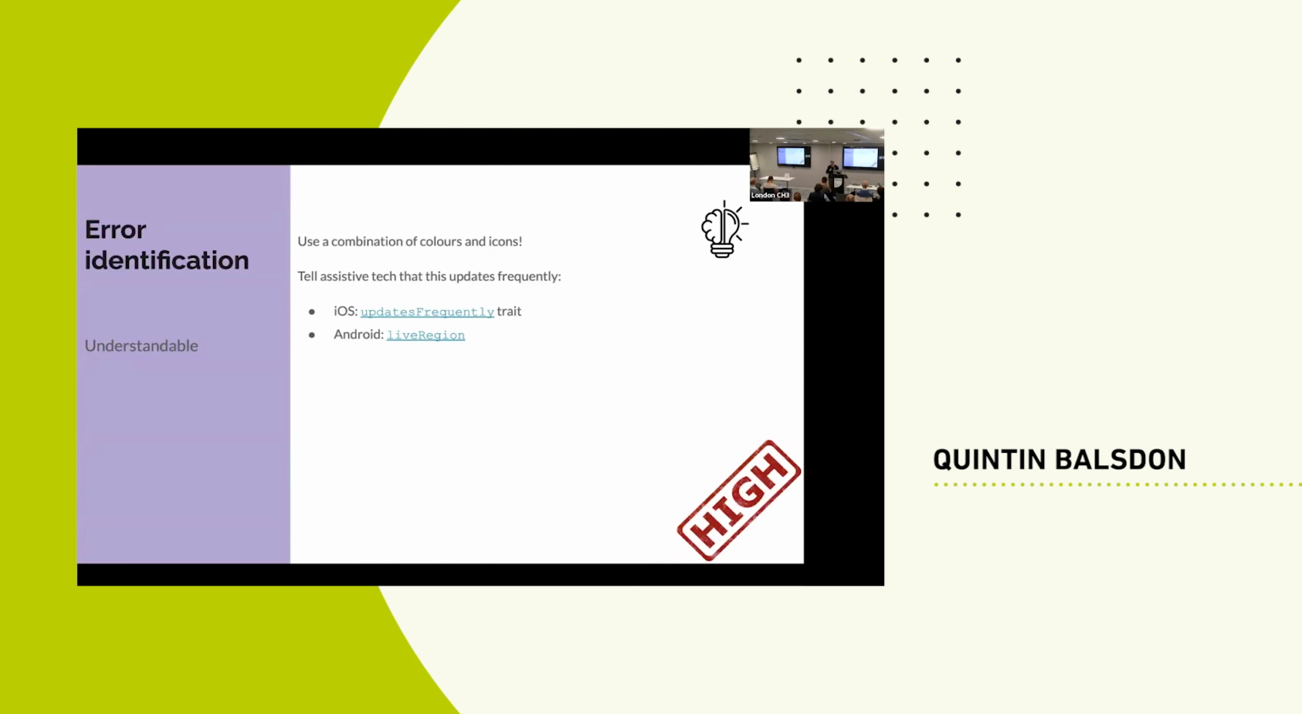Right, and then we get into understandable, which is when we do error identification, we make sure that colors and icons appear. So if you've got red text, there's a little red error icon as well, so people can identify that, right? I really love live regions. Rob taught me about live regions on his blog today, by the way. I'd done Android for like 8 or 9 years by the time I learned about this. It is something that just tells a user that it updates frequently.